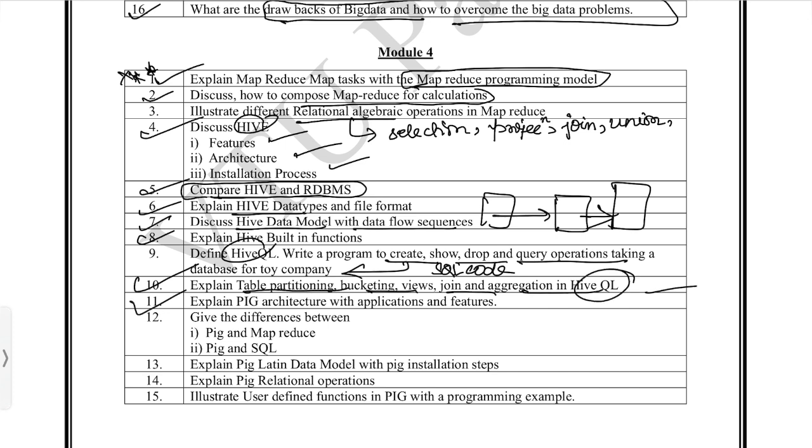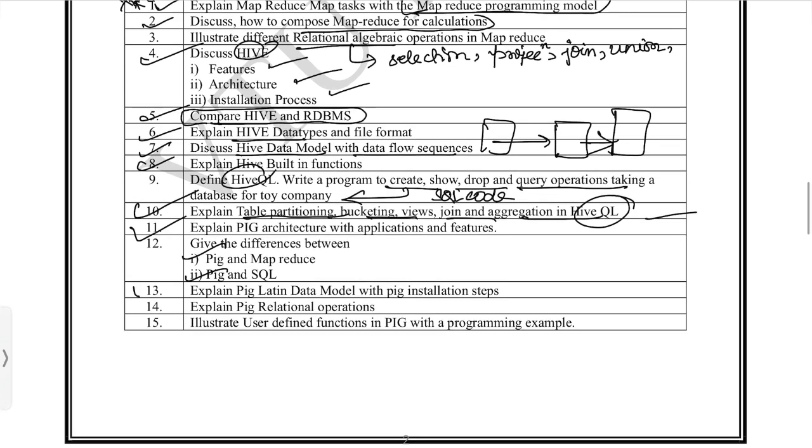Next is explain Pig architecture with application and features. Pig architecture, the Grunt shell, Pig Latin script, everything you have to mention in detail, and then explain it within the diagram. Next you have the difference between Pig and MapReduce, Pig and SQL. Next you have the Pig installation steps, followed by Pig relational operations, what all you can do, and explain the user defined functions in the Pig programming model.